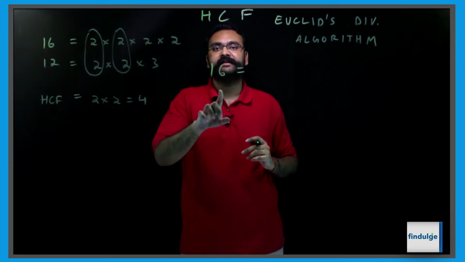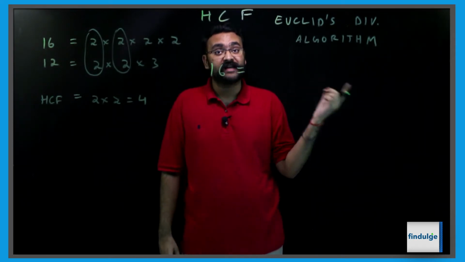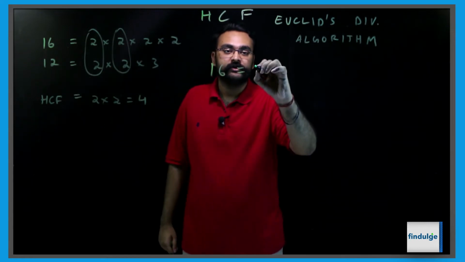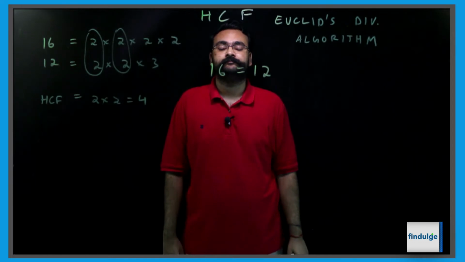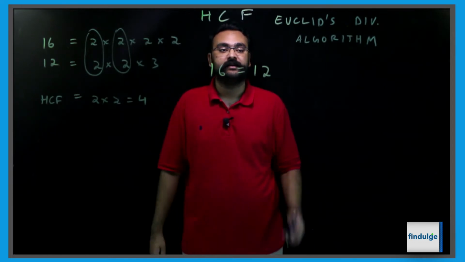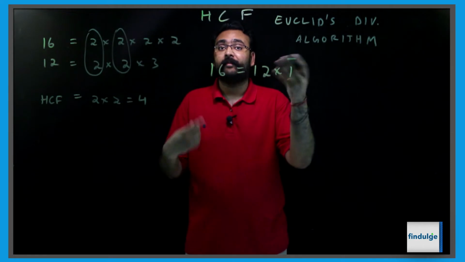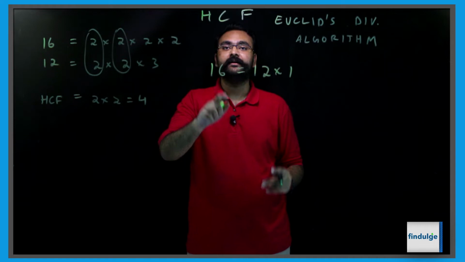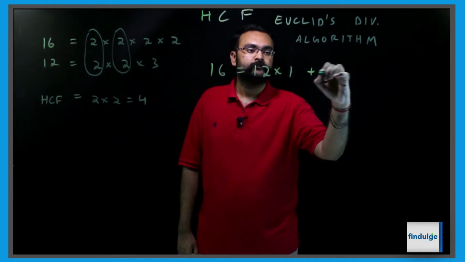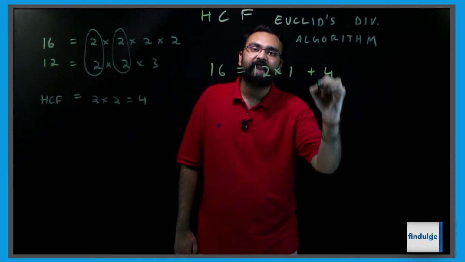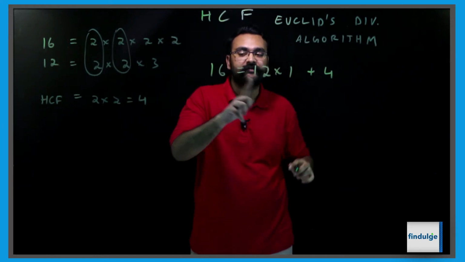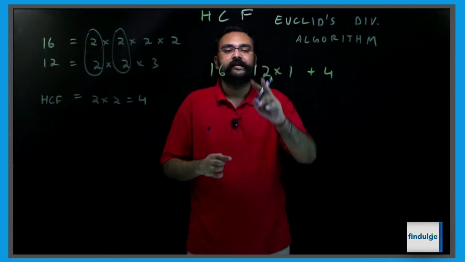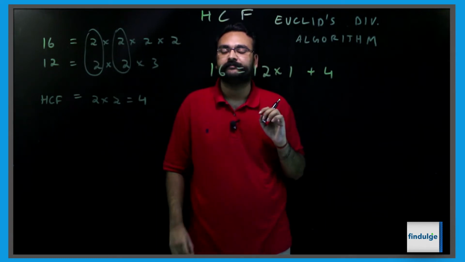And we will write 16 in the bq plus r form using the smaller of the two numbers. So 12 is my b. What do I multiply to get to 16? Only 1. If I multiply by 2, it will go over. 12 into 1, remainder 4. Since we still have a remainder, this means 12 is not dividing 16. 12 is not a factor of 16. 12 is not the highest common factor.